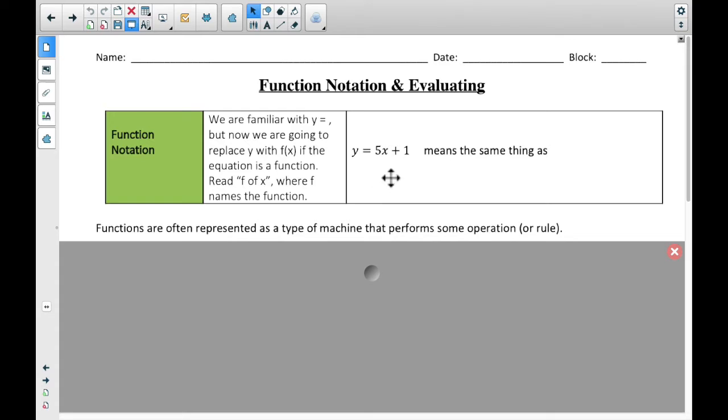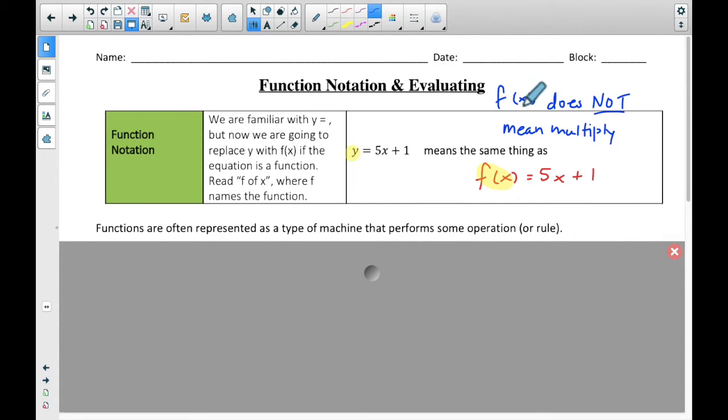So y equals 5x plus 1, we kind of understand what that means, right? Like that's our input, and we plug it in and we see what we get for the output. Well, that's going to be the same thing as f of x equals 5x plus 1. All I did was I changed the y and I changed it into an f of x. It means the exact same thing.